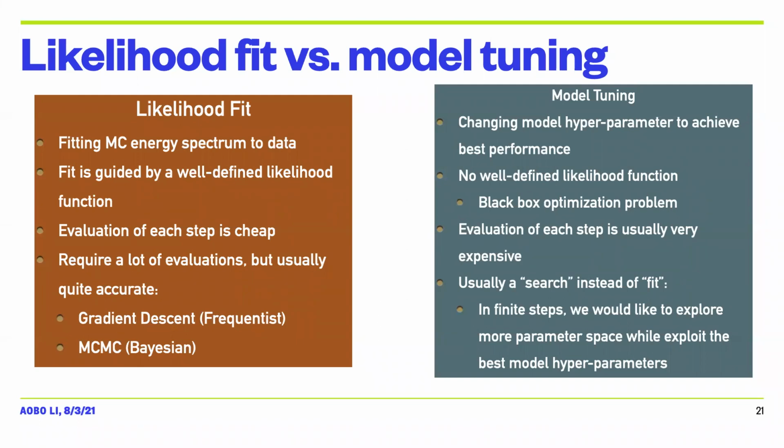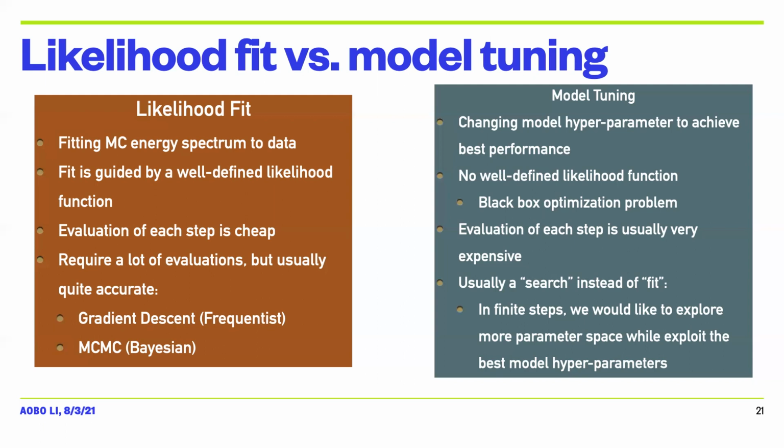A likelihood fit is basically where you fit the Monte Carlo energy spectrum to data. The fit is guided by a very well-defined likelihood function. We already use the binned likelihood for a neutrino experiment. The evaluation of each step of the likelihood function is very cheap, taking a few microseconds or even less to compute. It requires a lot of evaluations, and the result is usually quite accurate. So it is generally not a big problem to find the global maximum or global minimum of your optimization.